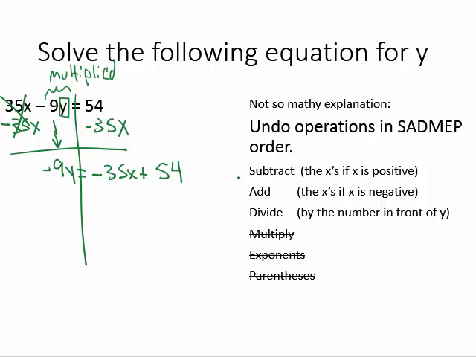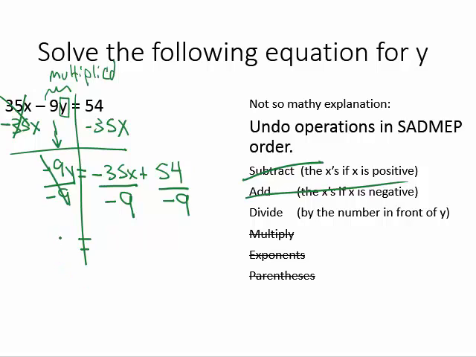Now that did subtraction. We decided we can't add the negative 9 since it's negative 9 times y, so that's not going to work. But we can divide by the number in front of y. So it's negative 9, we can divide by negative 9. When we divide a side, we have to divide all of the terms by that same number. So we divided by negative 9 on the left hand side. That means we need to divide the negative 35x and the positive 54 also by negative 9.